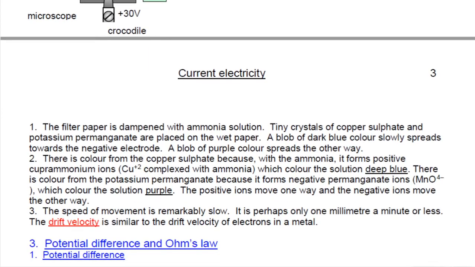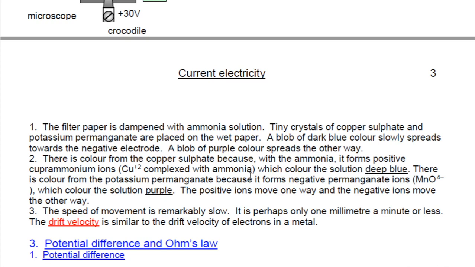The filter paper is dampened with ammonia solution. Like I said, tiny crystals of copper sulfate and potassium permanganate are placed on the wet paper. A blob of dark blue color slowly spreads towards the negative electrode. A blob of purple color spreads the other way. There is color from the copper sulfate because with the ammonia it forms the positive cuprammonium ions, which are copper 2 plus complexed with ammonia, which color the solution deep blue.